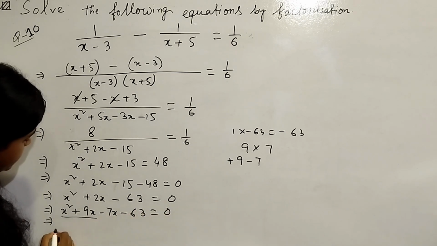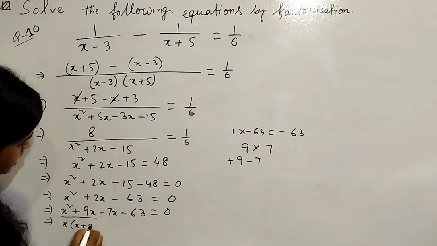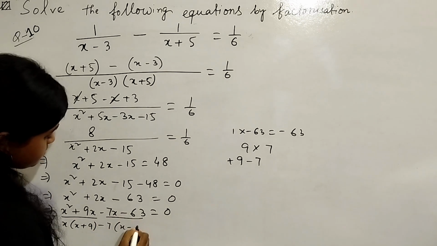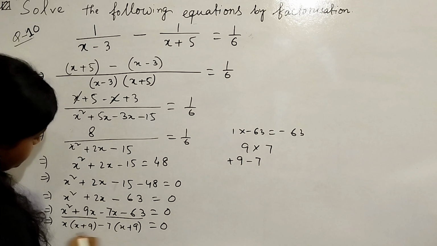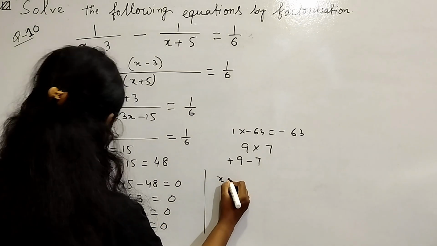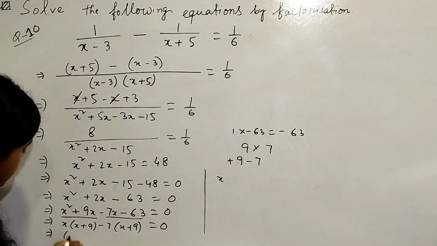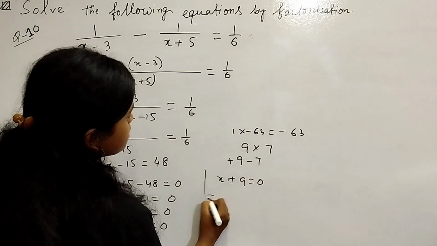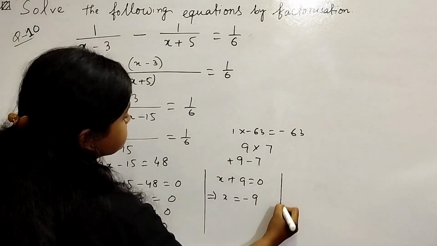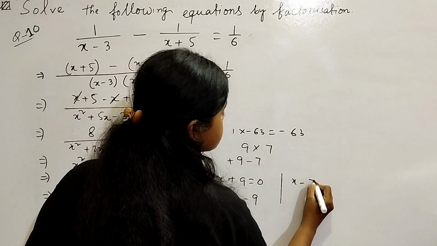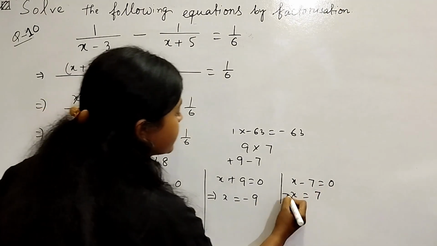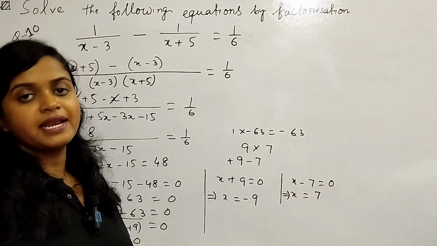So if I take common from here x plus 9, and from here minus 7, x plus 9 equal to 0. So here x plus 9 into x minus 7 equal to 0. So x plus 9 equal to 0, so x equals to what? Minus 9, and x minus 7 equal to 0. So x equal to what? 7. So the values of x are minus 9 and 7.